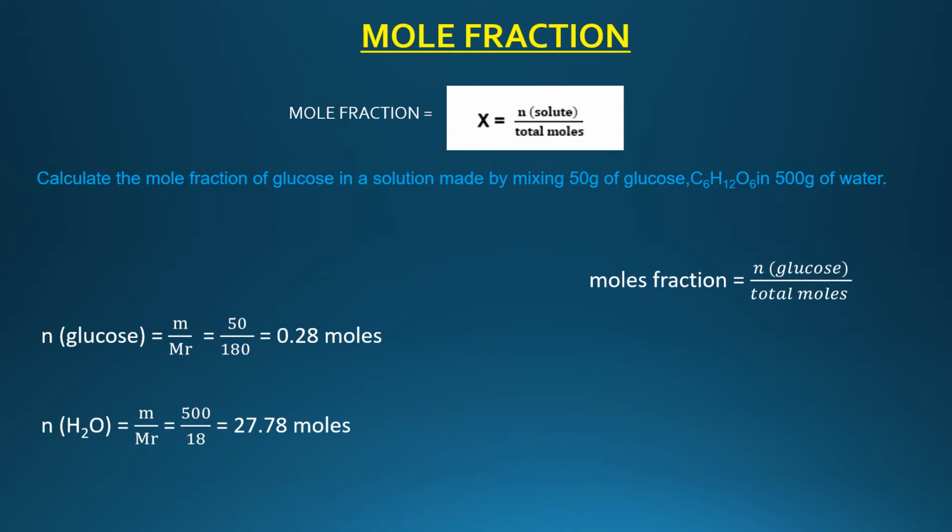Let's use this particular formula now and substitute our values. So the mole of glucose is 0.28. Glucose is our solute, remember that. Divided by the total moles. So the total mole is a sum of mole of glucose plus the mole of water. And our mole fraction for this particular solution comes to be 9.98 times 10 to the power minus 3. Make a note that mole fraction does not use any unit.